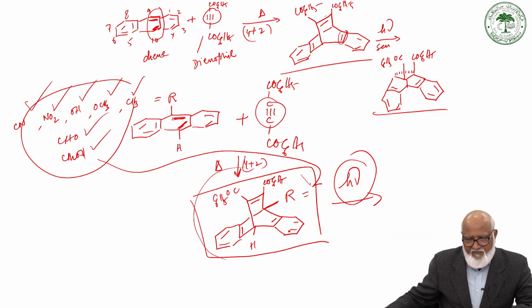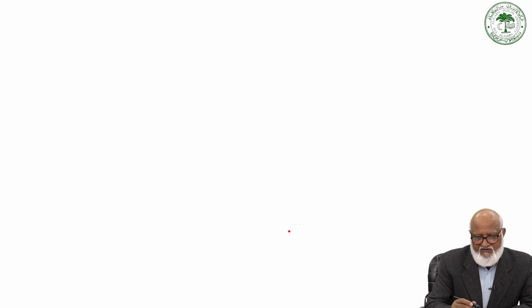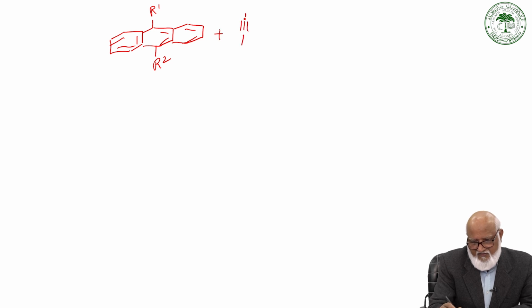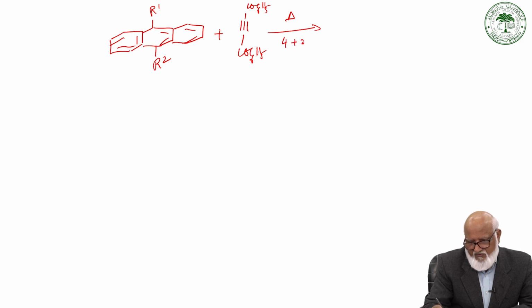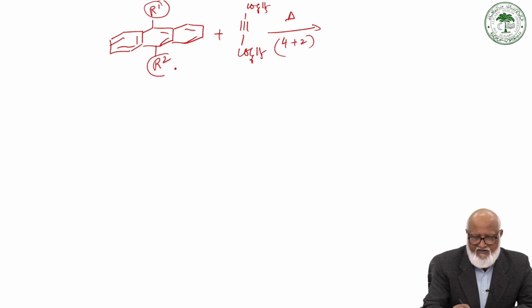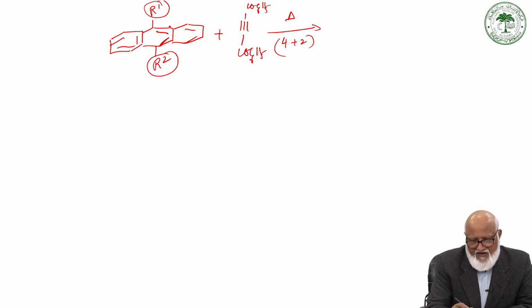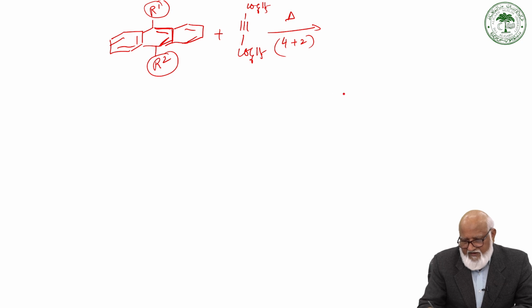Several other examples have been taken by taking substituted systems and so on. It has also been found that if we have a di-substituted anthracene, R1 and R2, plus COC6H5, with heating, a 4 plus 2 cycloaddition reaction, then depending upon the bulk of the substitution, how big these anthracenes are, if the anthracene is not playing a major role as far as steric hindrance is concerned, then the 9-10 position is as usual acting as a diene to give the corresponding adduct like this.